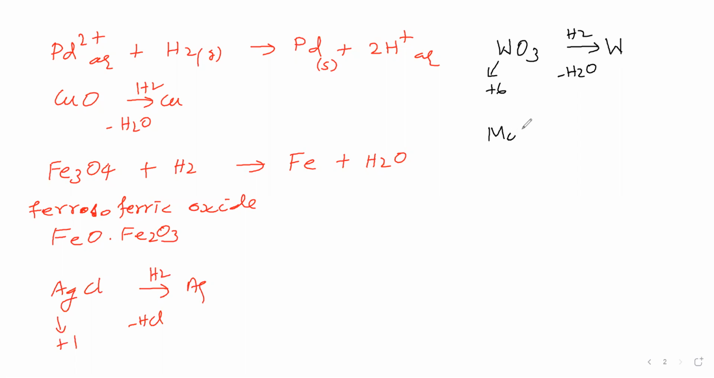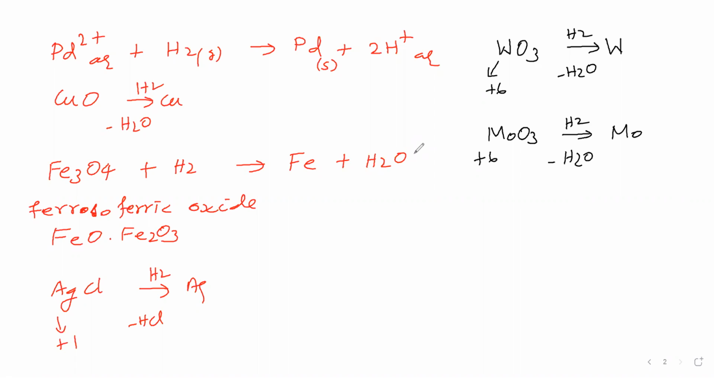Then we will take molybdenum trioxide. Molybdenum trioxide becomes molybdenum. Hydrogen takes oxygen and becomes water. So in the molybdenum trioxide, molybdenum oxidation number is +6. That becomes 0. Molybdenum trioxide becomes molybdenum. Okay. Then uses of hydrogen we will see.